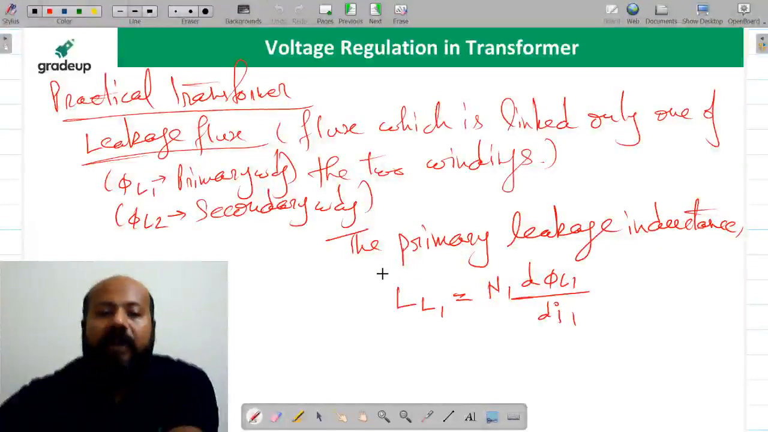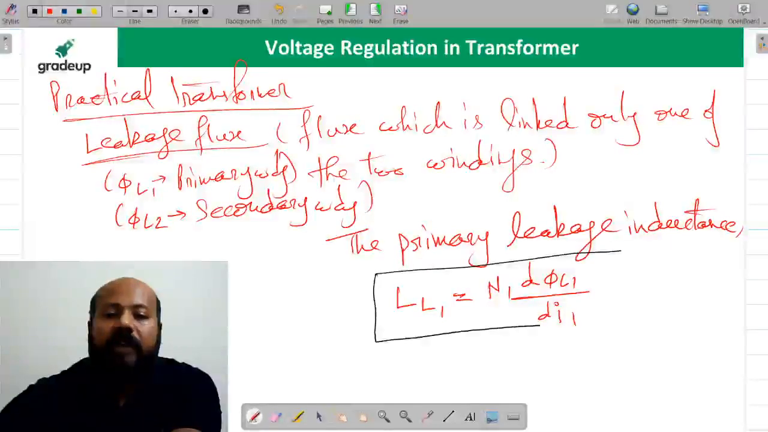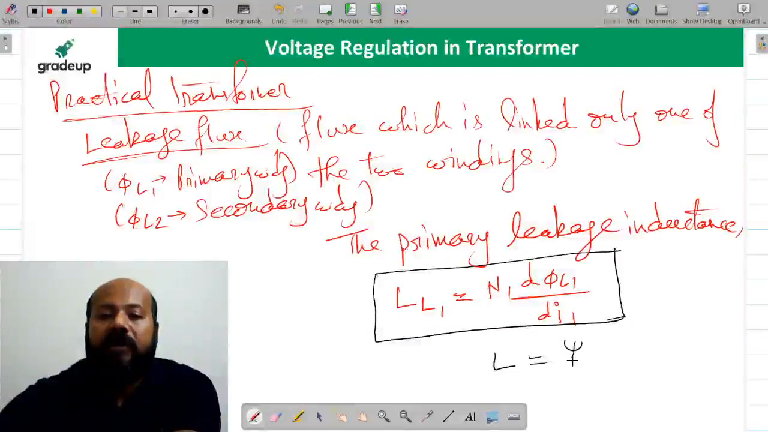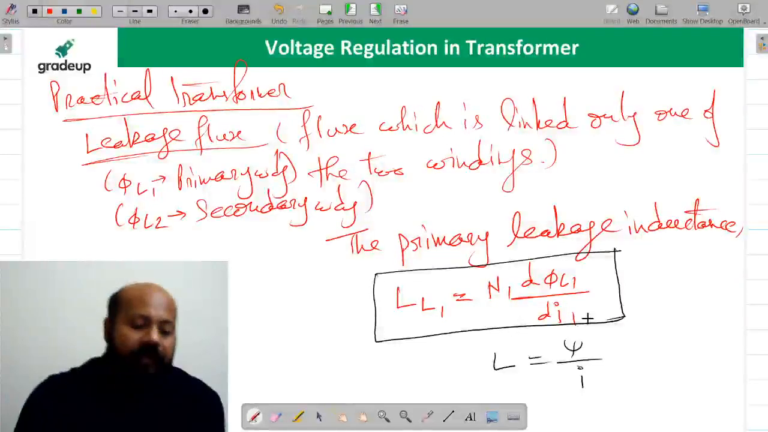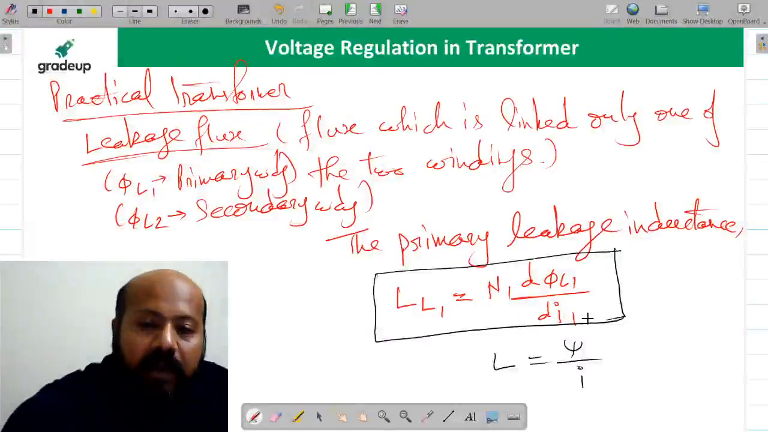So this is very, very important. Please try to understand how I am writing this. In general, if you want to write the inductance, what is it? It is the total flux divided by the current. What is the total flux? Differential leakage flux multiplied by N1, divided by differential current di1. I hope it is clear to all of you.